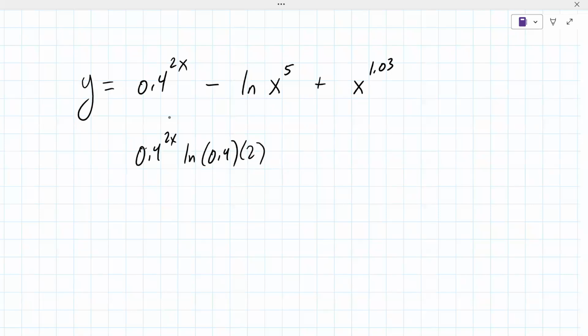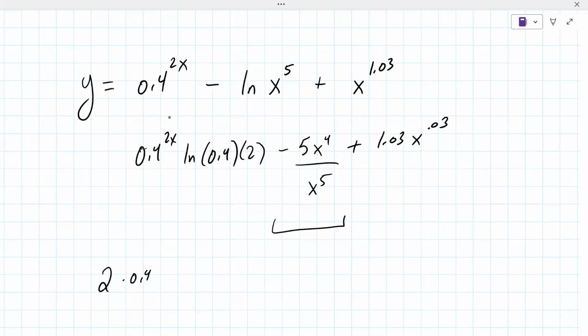And then minus 5x to the 4th power over x to the 5th power plus 1.03 x to the power of 0.03. So this one you'd want to simplify. The first one you really can't. What would the middle one simplify to? Um, 5 over x. Yes. All right.